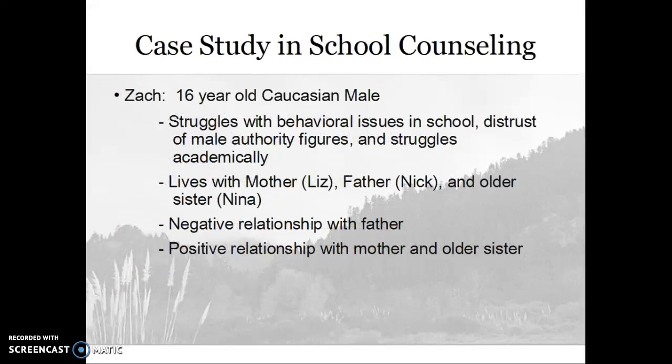And moving on to our case study, we can use the structural strategic family therapy model to assist Zach. Zach is a 16-year-old Caucasian male who experiences behavioral issues in school. He has distrust of male authority figures, and he also struggles with his academics. He lives with his mother, Liz, his father, Nick, and older sister, Nina. Zach does not have a positive working relationship with his father, but he does have a positive relationship with both his mother and his older sister.